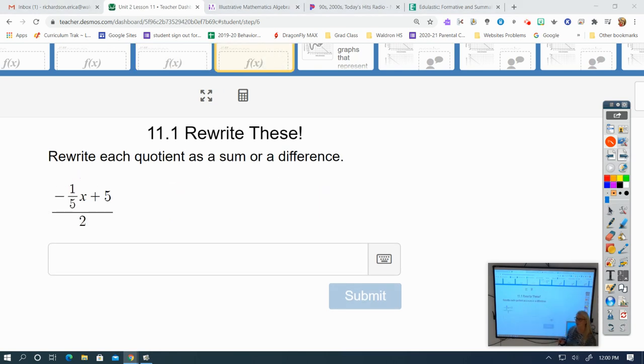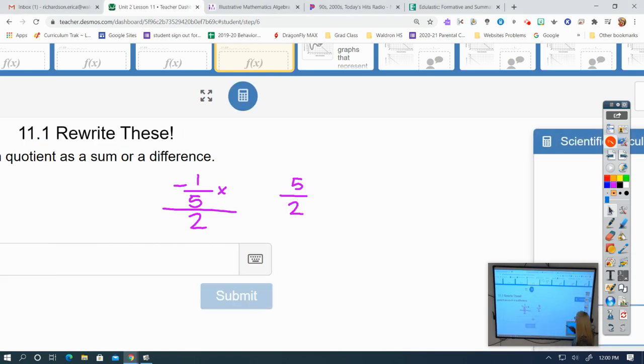For the next one, you're still going to do the same thing. Negative 1/5 x divided by 2. And then 5 divided by 2. Okay. So negative 1/5 divided by 2. I want to show you a little trick on your calculator.